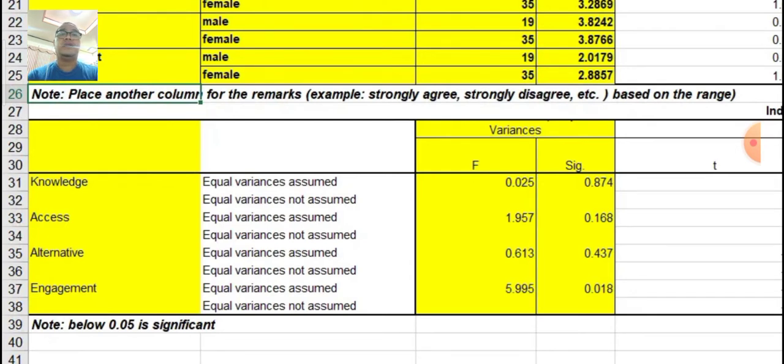Ano ibig sabihin ng significant difference? Kasi baka malito kayo. Ang ibig sabihin ng significant difference is that yung male and female, in this instance, yung engagement category, kasi 0.018 siya, always look into under the sig. Yung 0.018 is below 0.05, which means yung female and male significantly different yung kanilang responses. So magkaiba yung kanilang response. Ganun ang ibig sabihin nun. Kaya tinawag siya na significantly different kasi pwede namang lahat naman yan magkakaiba talaga.